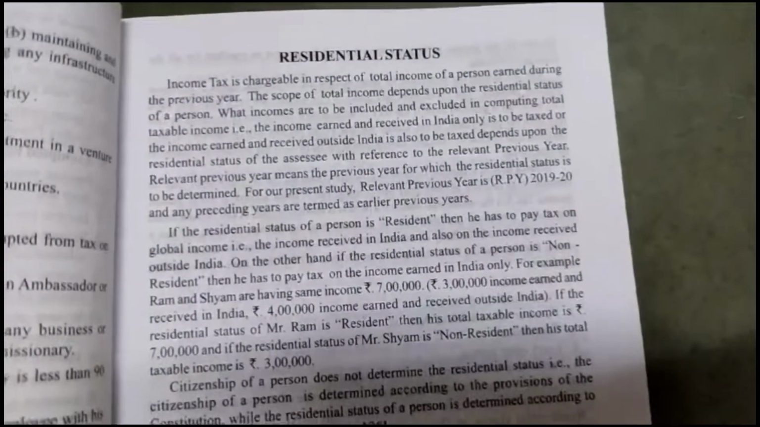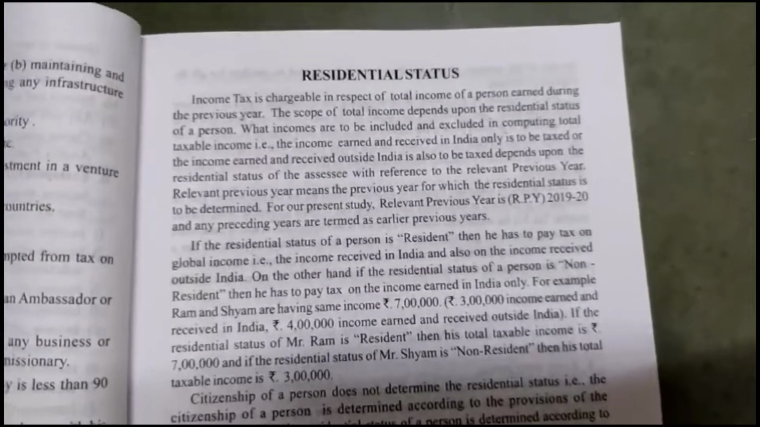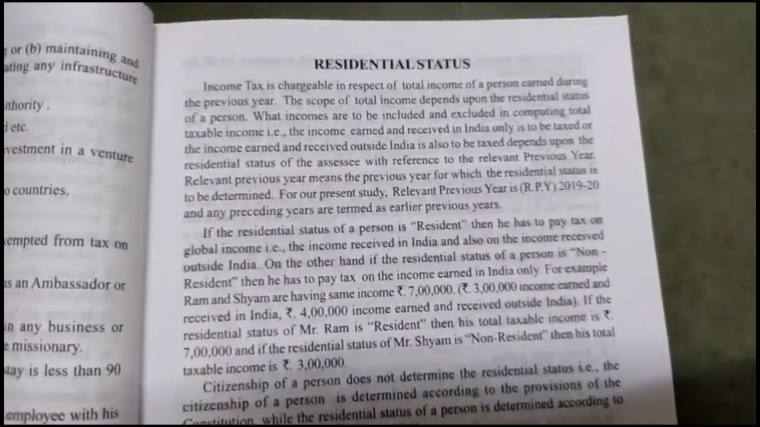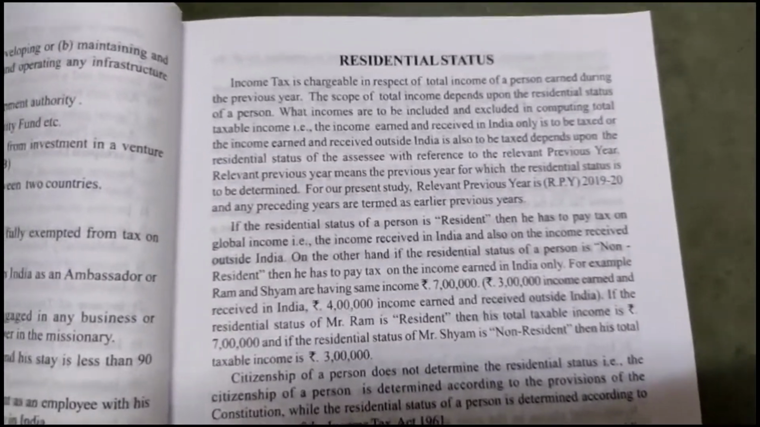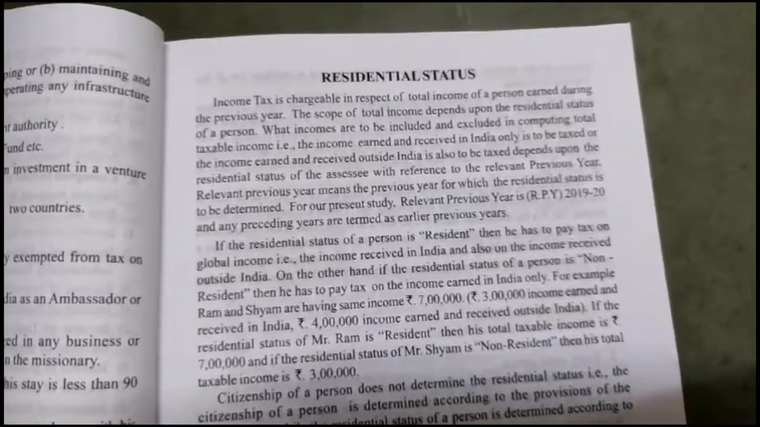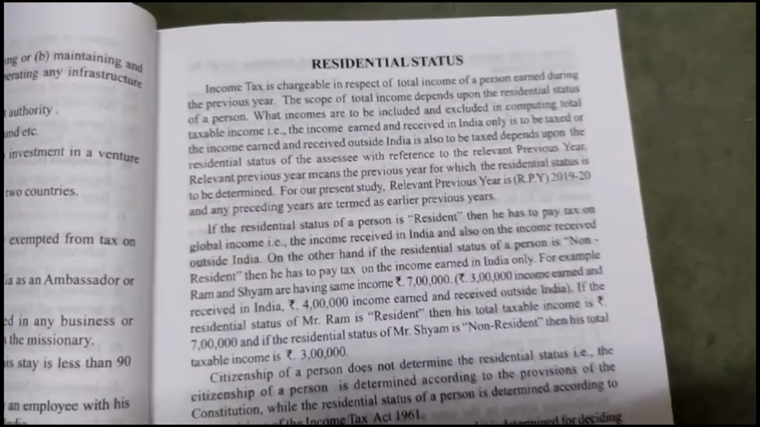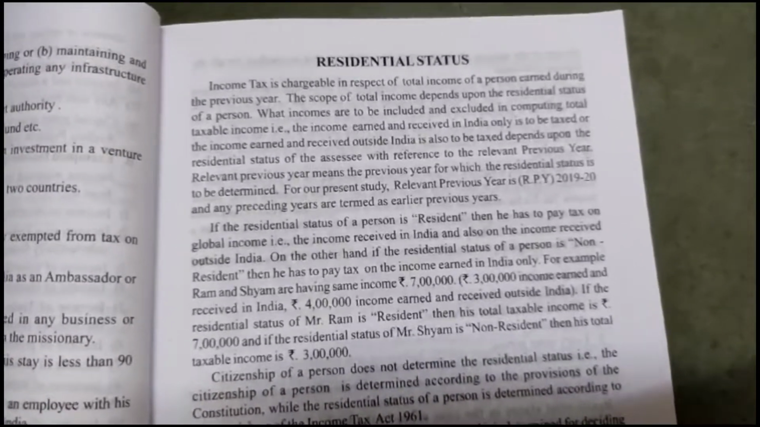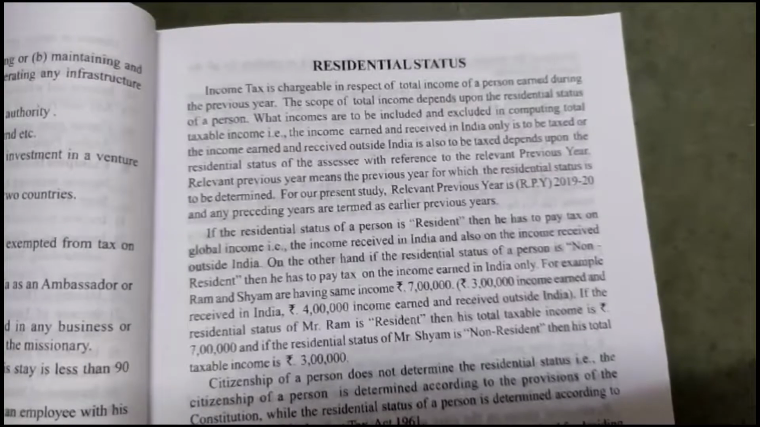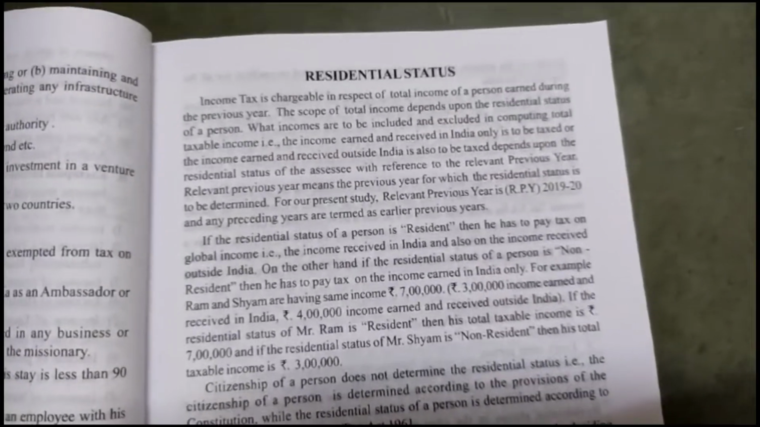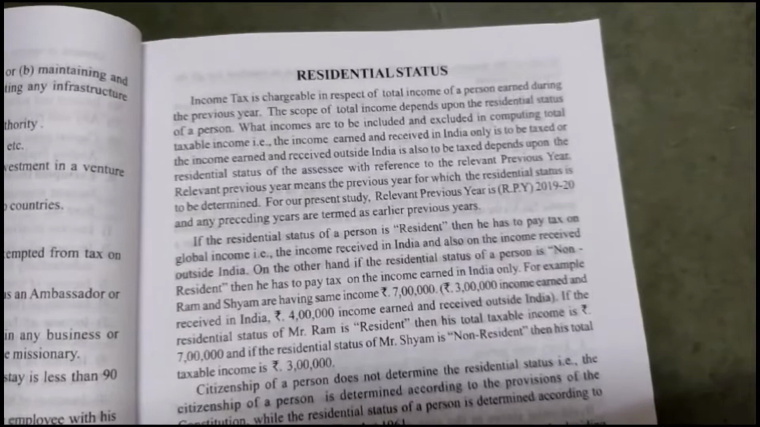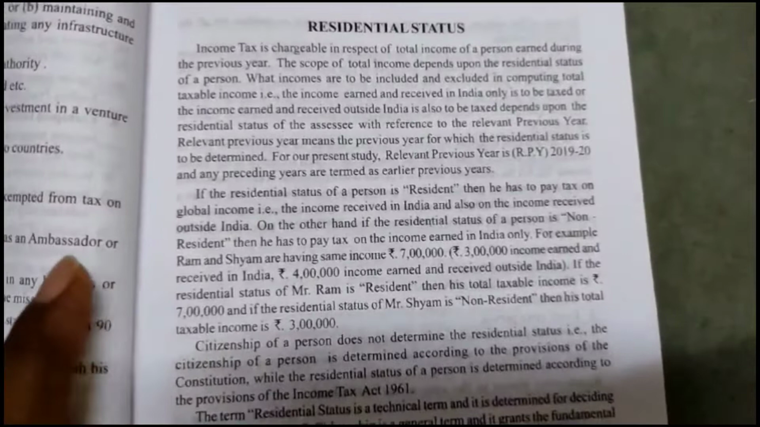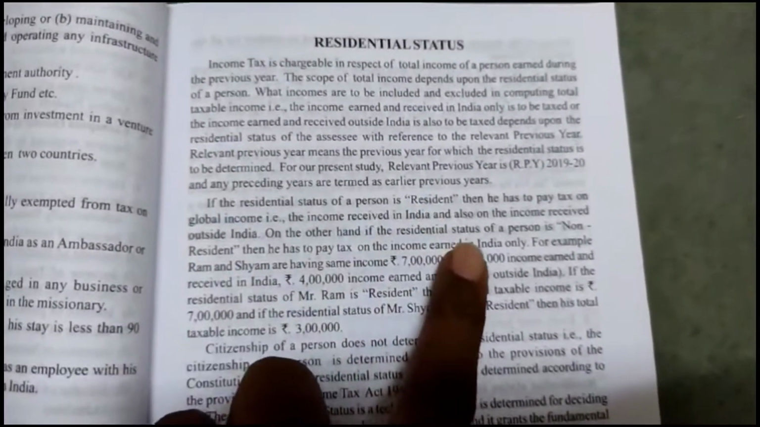If a person is earning income only in India, even then we have to see the residential status. Or if a person is getting income from India and also from outside India, there also we have to see the residential status. For calculating the tax of a particular person, first of all we have to see the residential status for the previous year. For us, the previous year here is 1920. You remember that.